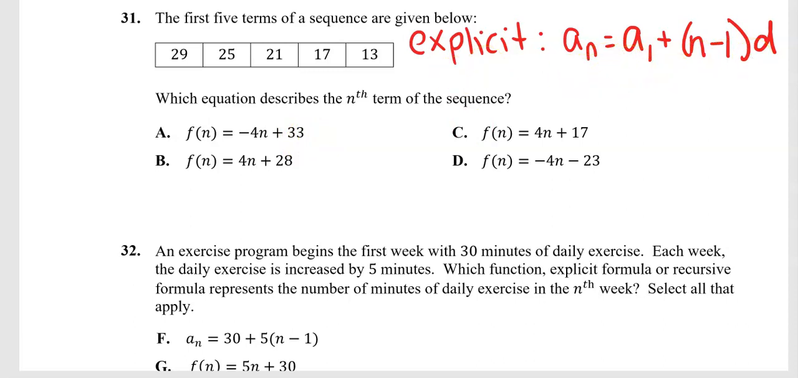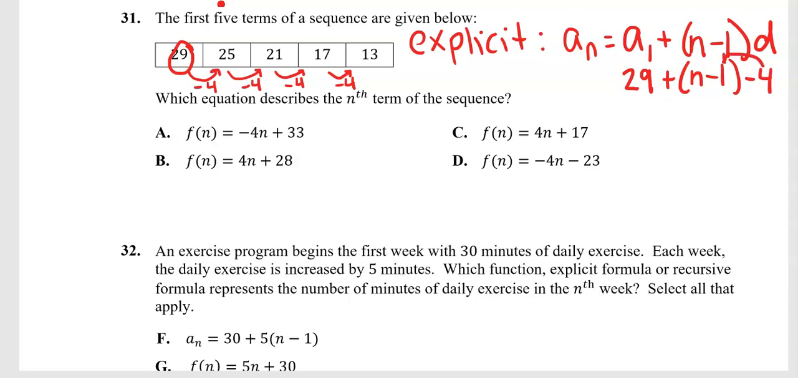So in order to use this explicit formula, we are going to go ahead and start with our first term, which is a1. That's 29. Okay. I am then going to take a look at my pattern and see what is the difference. So you can see here that we are taking away 4 to get from 29 to 25, 25 to 21, and so on. That means that my difference, or d, is minus 4.